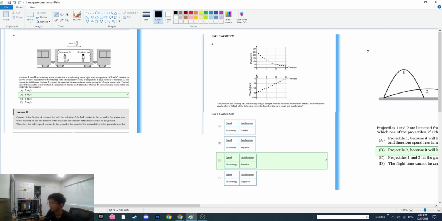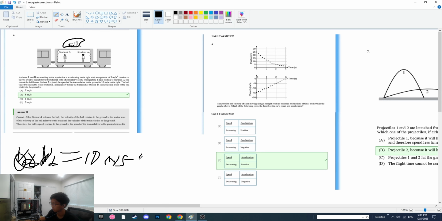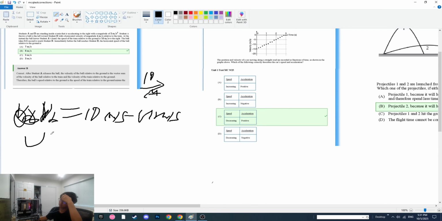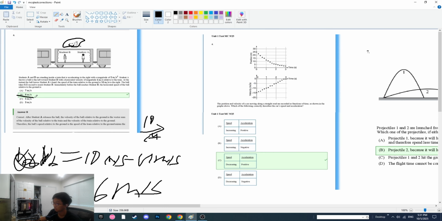So, since we're looking at the speed relative to the ground, that means that the acceleration won't matter. So we'll just find the velocity of the ball by subtracting the velocity of the ball, which is 4, from the velocity of the train, which is 10 meters per second. So that means the velocity of the ball will be 6 meters per second, and that's B.